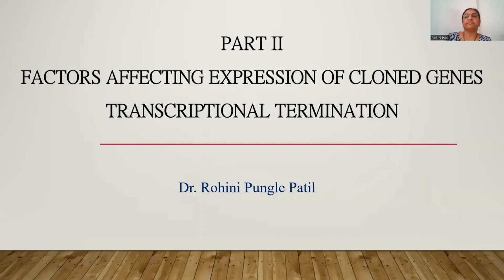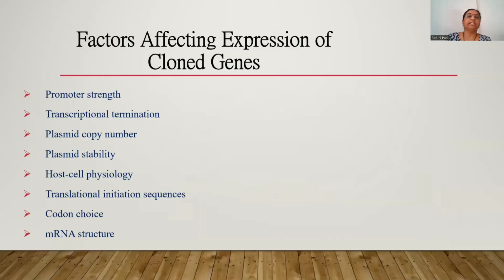The factors which are affecting the expression of the foreign gene in E. coli are the promoter strength, that we have discussed in the last video. Another is the transcriptional termination, which is today's topic. Then there are the plasmid copy number, plasmid stability, host cell physiology, translational initiation sequences, codon choice, and mRNA structure.